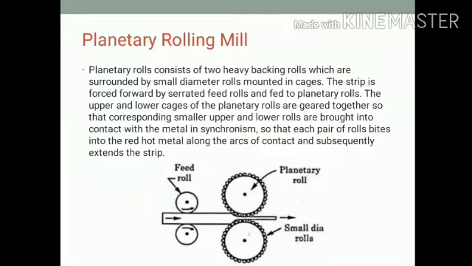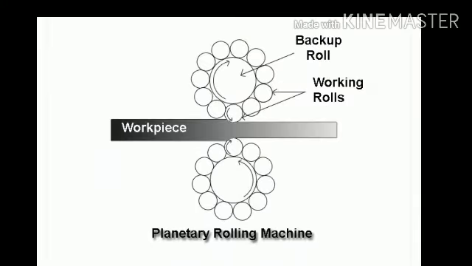The last type of rolling mill is the planetary rolling mill. Planetary mills consist of two heavy backing rolls which are surrounded by small diameter rolls mounted in cages. The strip is forced forward by serrated feed rolls and then fed to the planetary rolls. The upper and lower cages of the planetary mill are geared together so that corresponding smaller upper and lower rolls are brought into contact with the metal in synchronism, so that each pair of rolls bites into the red hot metal along the arcs of contact and subsequently extends the strip. These are some images of planetary rolling mills.